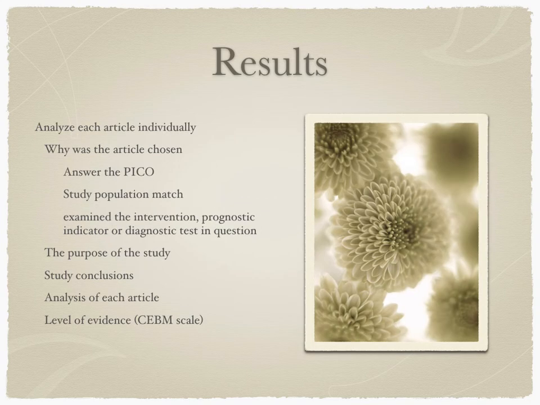In the results section, you'll be analyzing each article individually. Questions to be answered in the section include: why was this article chosen? Examples are: it answered the PICO question, it matched the study population, or it examined the intervention, prognostic indicator, or diagnostic testing question. State what the purpose of the study was. Give the conclusions of the study that the authors had, and then analyze each article on your own. And finally, give a level of evidence on the CEBM scale.